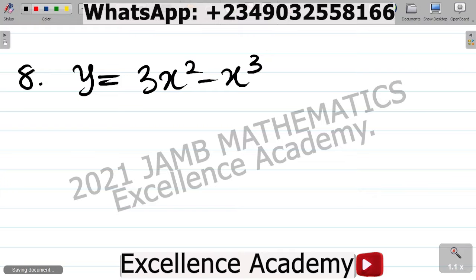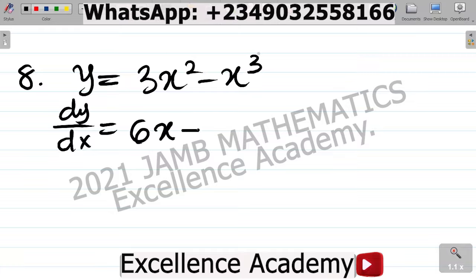So how do we solve these questions? First things first, let's get the value of dy dx. By dy dx, we mean we have to differentiate this. Differentiating this, we have that dy dx is equal to, if I differentiate 3x squared, that gives you 6x, minus, if I differentiate x cubed, that gives you 3x squared. Please, if you don't understand what I did here, do well to check our previous class on differentiation. I have a full playlist on differentiation, so go to playlist, then look for differentiation. You'll see a step-by-step explanation as to how I got this.